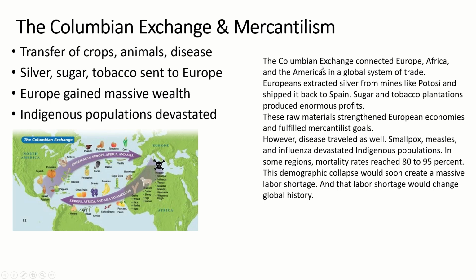Basically, in summary, the Columbian Exchange connected Europe, Africa, and the Americas in a global system of trade. Europeans extracted silver from mines like Potosi and shipped it back to Spain. Sugar and tobacco plantations produced enormous profits. However, diseases traveled as well. Smallpox, measles, which are surprisingly still found today, and influenza devastated Indigenous populations. In some regions, mortality rates reached 80 to 95%. The demographic collapse created a massive labor shortage, and that labor shortage would change global history.